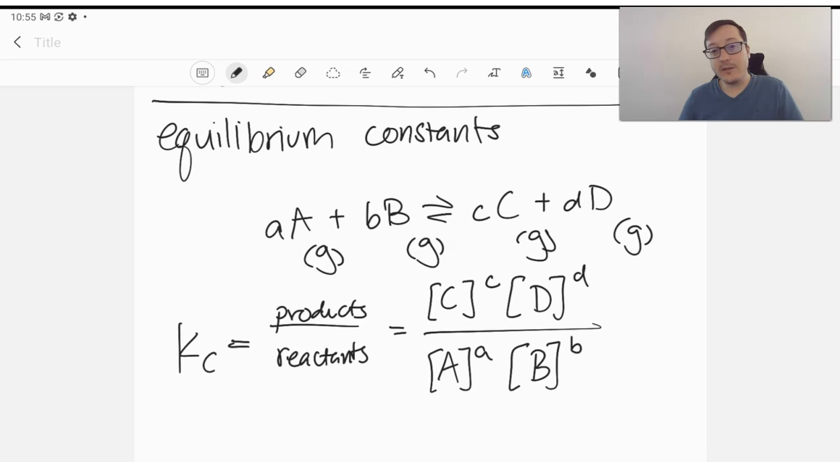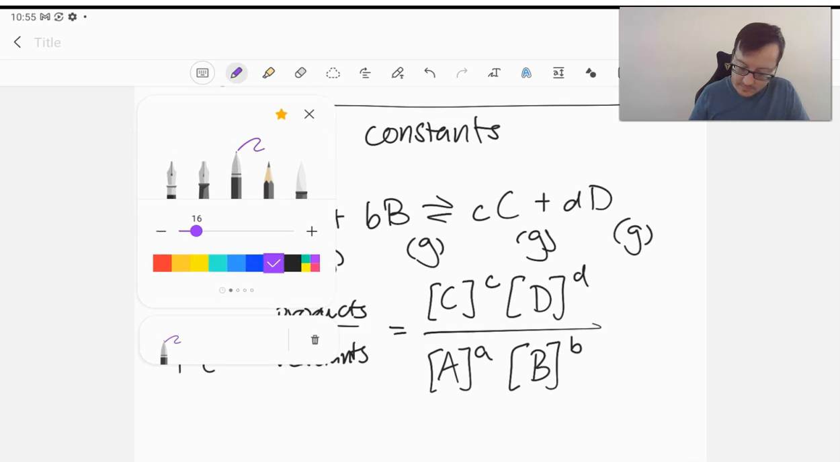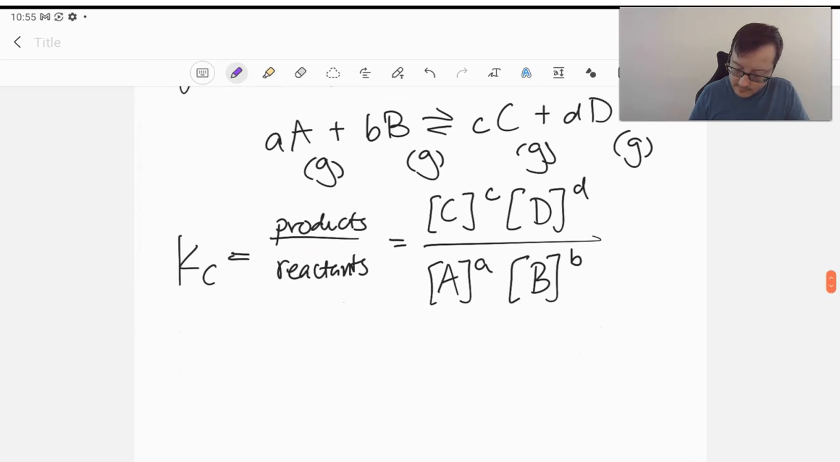So that's why, in the previous example, we had 3H2 and nitrogen turning into 2 ammonias. We had ammonia squared on top, hydrogen cubed times nitrogen on the bottom. And so that would be our equilibrium constant. And remember, again, this is our equilibrium expression here.